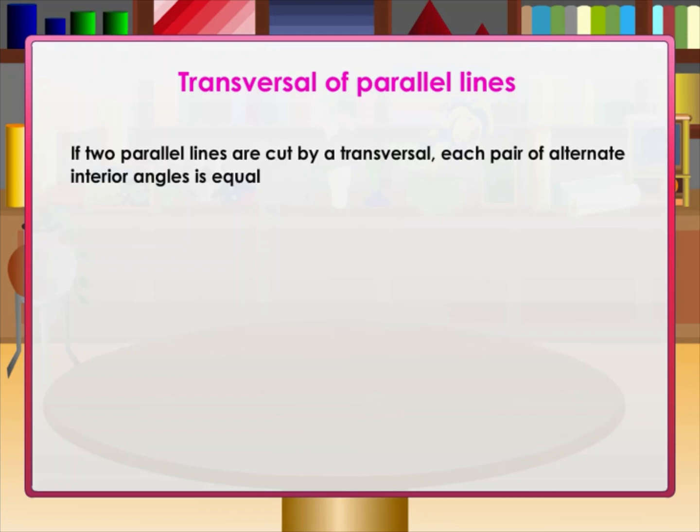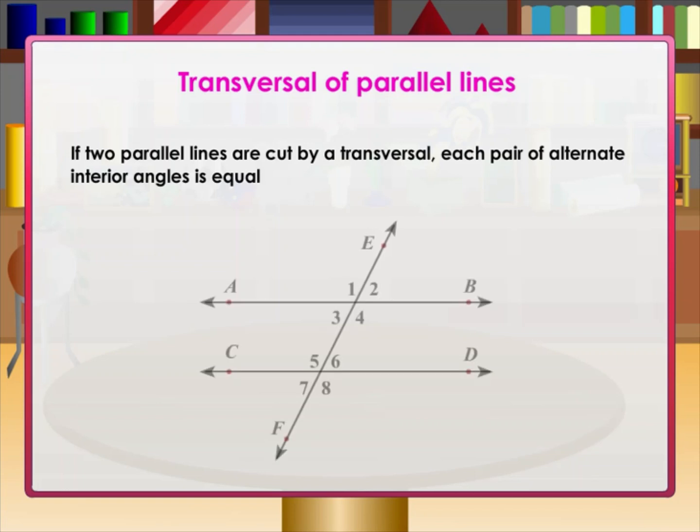If two parallel lines are cut by a transversal, each pair of alternate interior angles are equal. AB and CD are two parallel lines. EF is the transversal passing through these parallel lines. Angle 3 and angle 6 are alternate interior angles. They are equal in measure. Angle 4 and angle 5 are alternate interior angles. They are equal in measure.